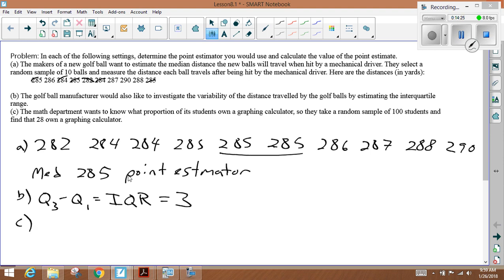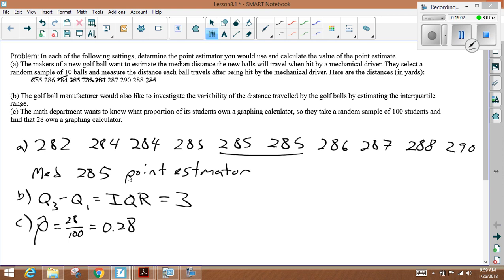How about the math department? They want to know the proportion of students who own a graphing calculator. So they're going to take a random sample of 100 students and find that 28 own a graphing calculator. It's p hat equal to 28 out of 100, right? So that's our point estimator for that.